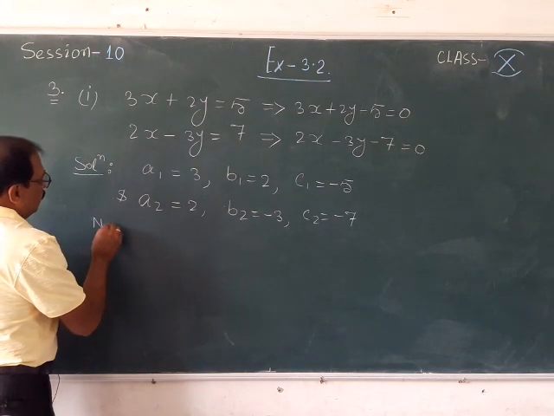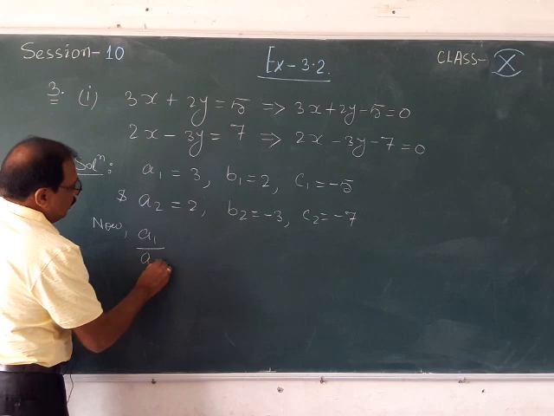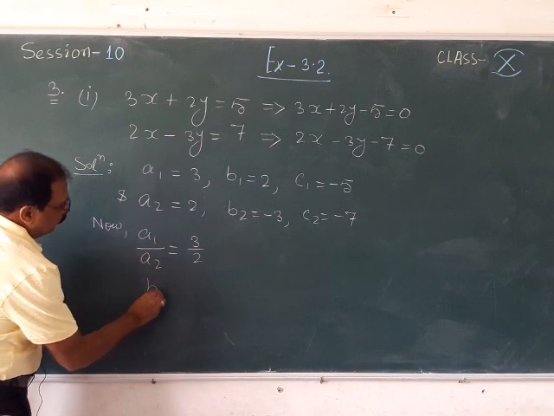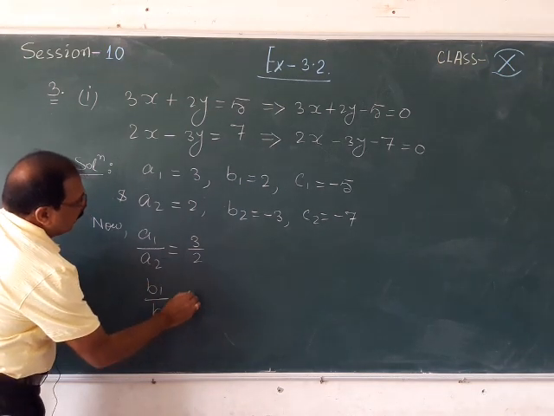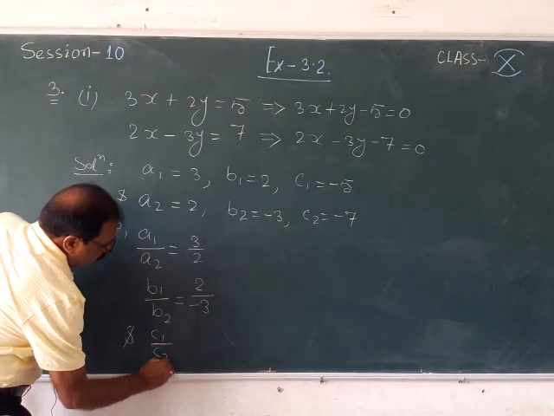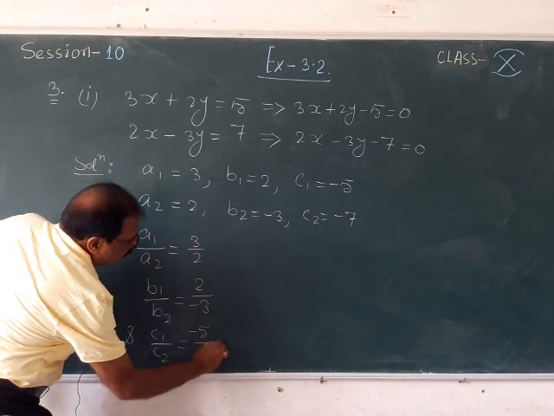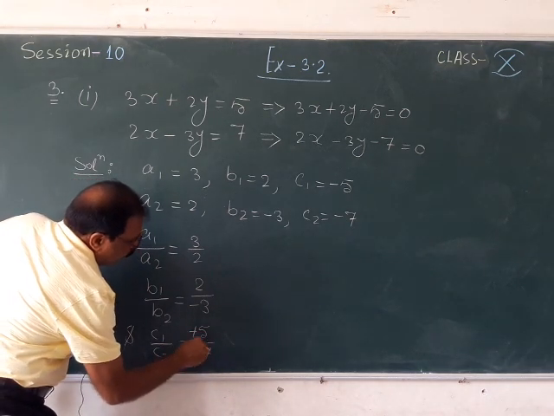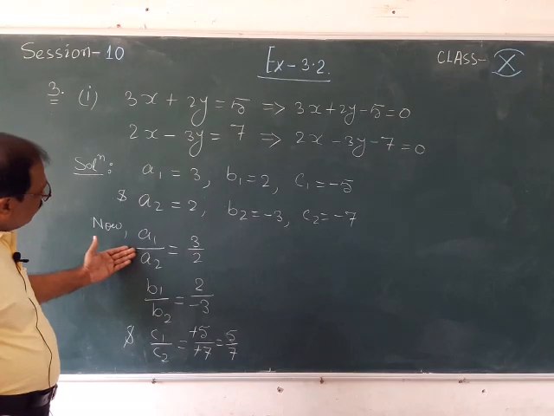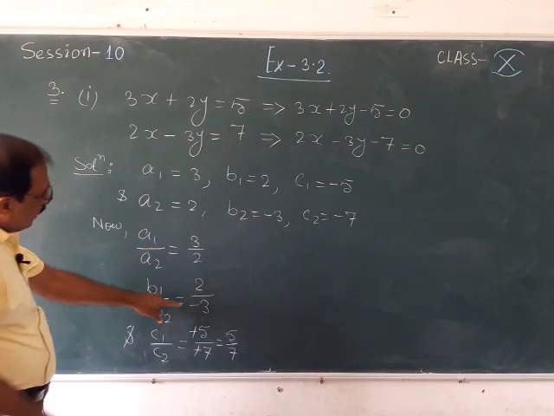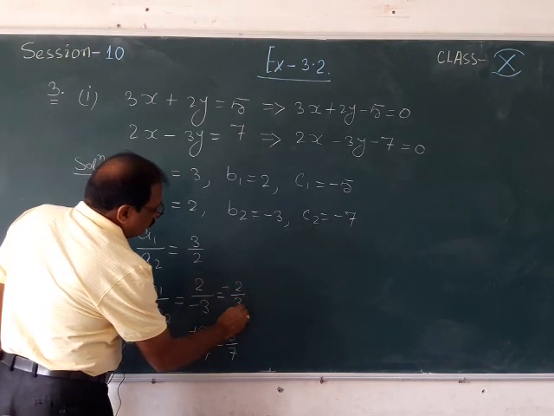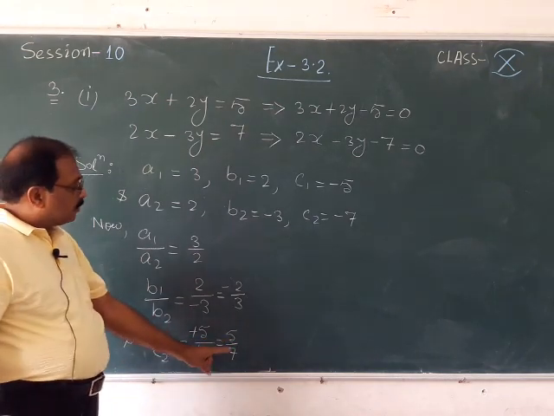Now we have to check the relations. First of all I will check A1 by A2, which comes to 3 by 2, and B1 by B2 comes to 2 upon minus 3, which may be written as minus 2 upon 3, and C1 by C2 comes to minus 5 upon minus 7. Both minus signs cancel, and it is 5 upon 7.